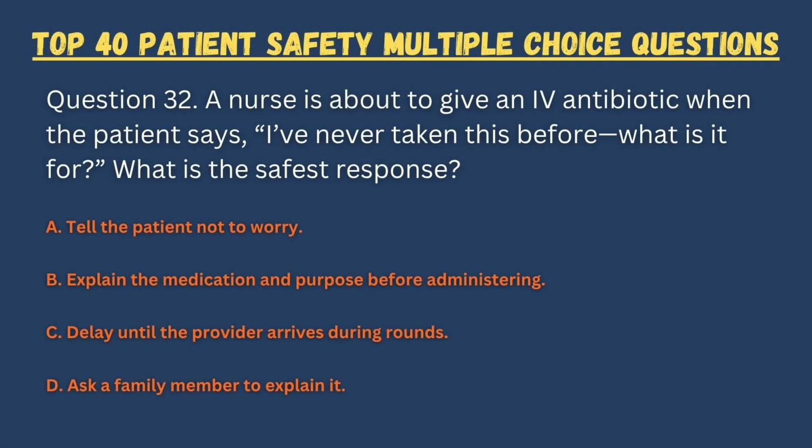A nurse is about to give an IV antibiotic when the patient says, "I've never taken this before. What is it for?" What is the safest response? A. Tell the patient not to worry. B. Explain the medication and purpose before administering. C. Delay until the provider arrives during rounds. D. Ask a family member to explain it.